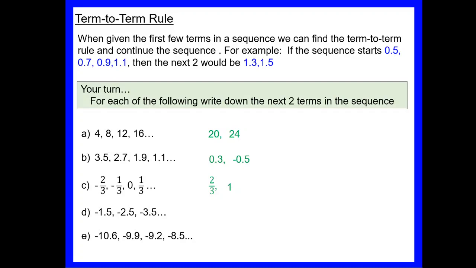For D, we've got minus 1.5, minus 2.5, so a descending sequence. So we're taking 1 away each time. So we get minus 4.5 and minus 5.5. And for E, an ascending negative sequence this time. So we've gone from minus 10.6 to minus 9.9 to minus 9.2. So we're moving back towards 0. And so our final two there then, minus 7.8 and minus 7.1.